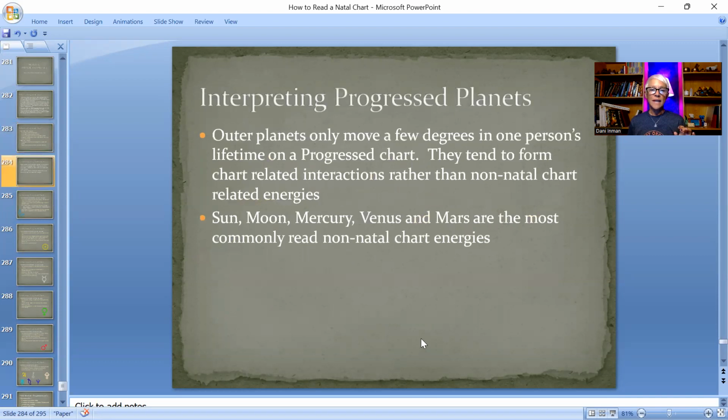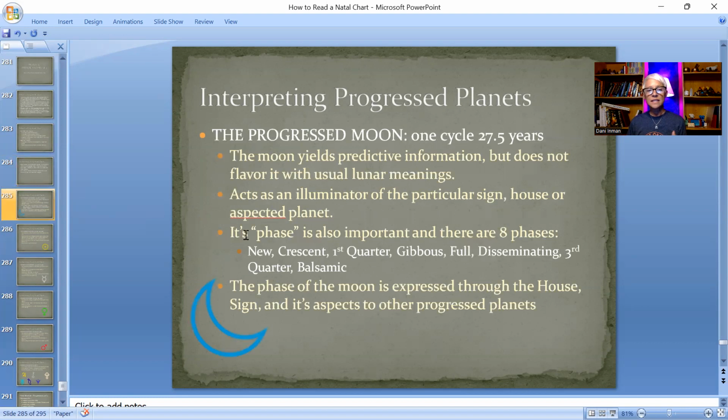So outer planets really only move a few degrees in one person's lifetime. They tend to form natal chart-related interactions rather than the non-natal chart-related energies. So in other words, if you've got a Neptune-Pluto sextile in your chart, your entire progress chart will have a Neptune-Pluto sextile. Sun, Moon, Mercury, Venus, and Mars are the most commonly read non-natal chart energies.